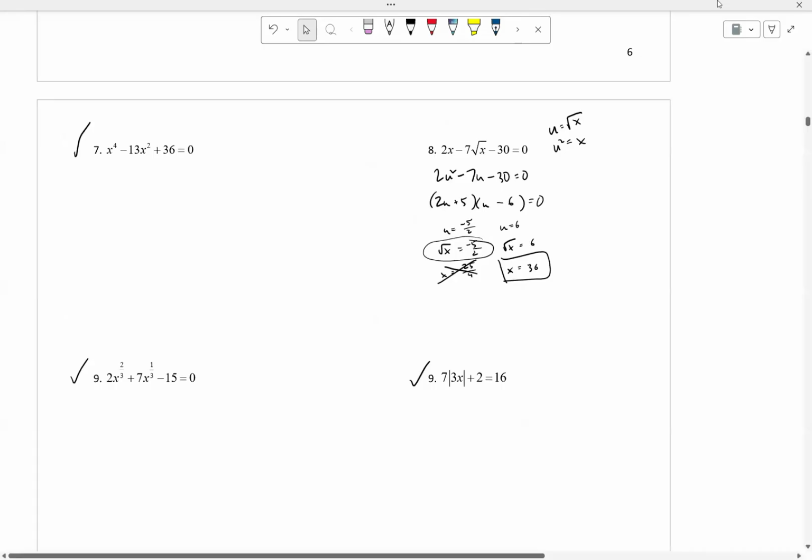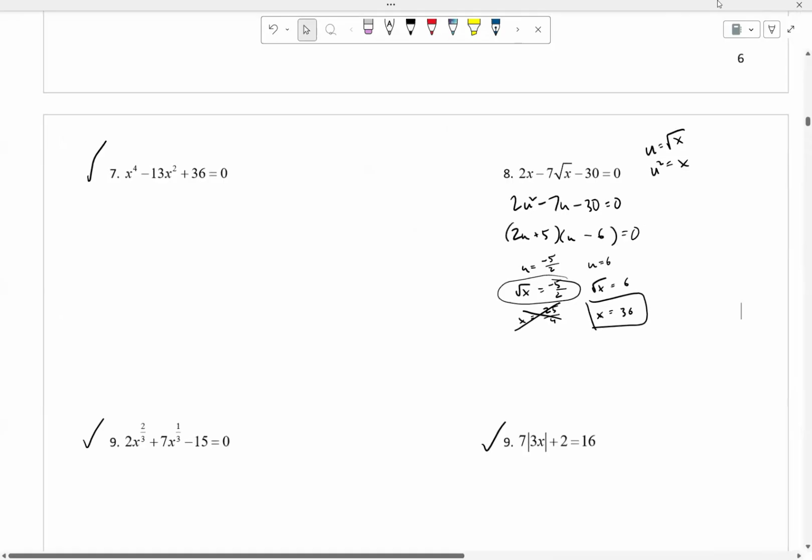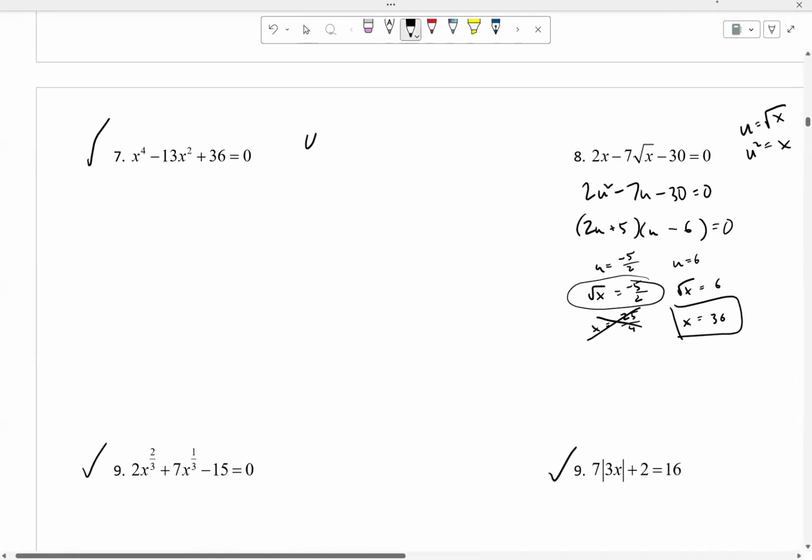Okay, so number 7. I need some help. Sophia, can you help me with this, please? So I did the substitution method, so I did u equals x squared. And then I put it on my own, so I got u squared minus 13u plus 36 equals 0.